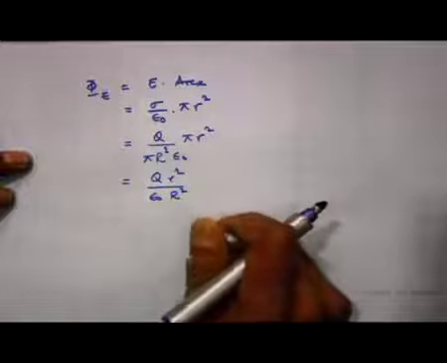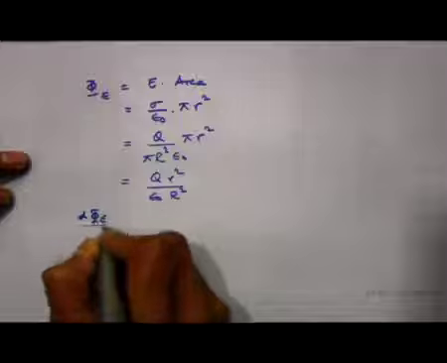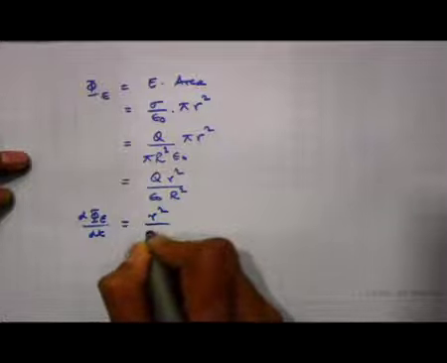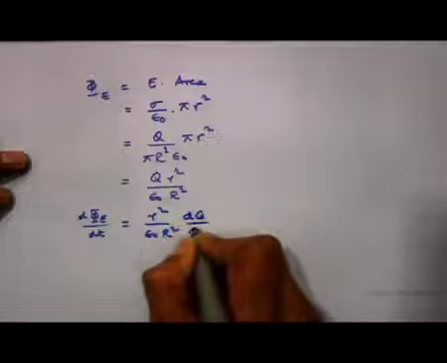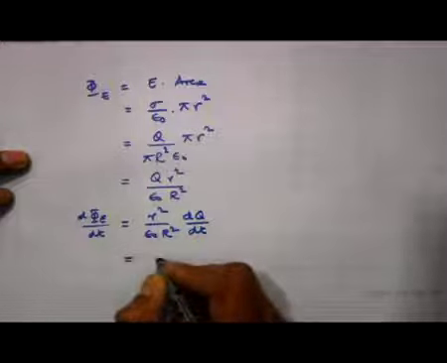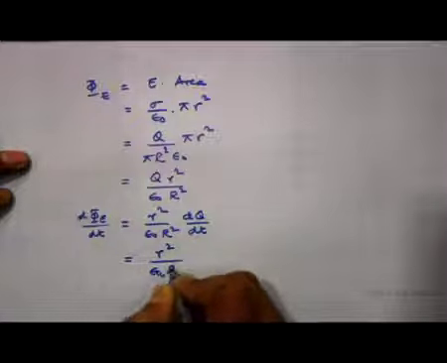So, that is the electrical flux passing through this. So, the rate of change of flux, d phi e by dt, is equal to r square by epsilon 0 R square times dq by dt, and dq by dt is nothing but the current that is charging the capacitor. So, this is r square by epsilon 0 R square into I.